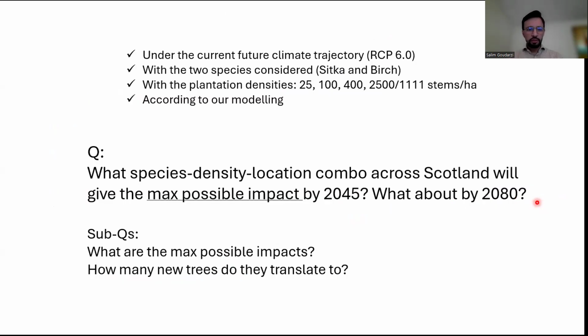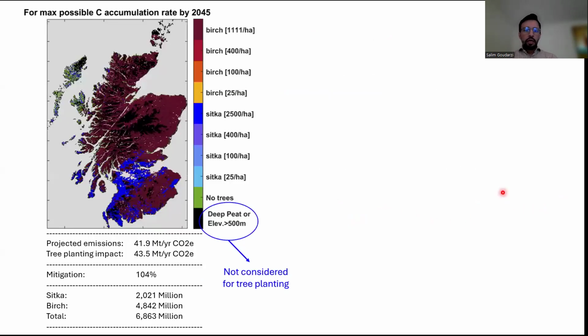So, back to the first question. What species-density-location combination will give the max possible impact by 2045 and 2080? To get the max possible impact, this is the spatial pattern our modeling comes up with, and it's effectively saying plaster Scotland with forestry densities of birch, and in some areas, forestry densities of sitka. You're probably thinking, well, that's a ridiculous scenario, and you're absolutely right, because that means we've got to turn Scotland into a rainforest effectively.